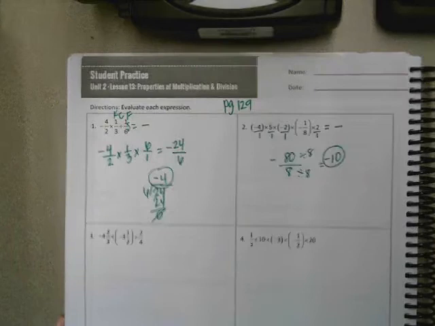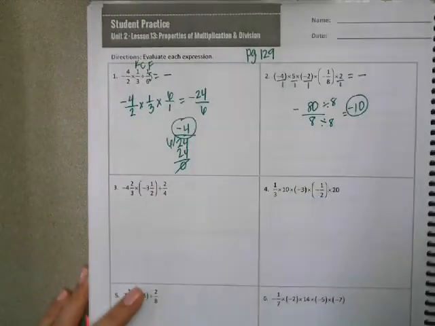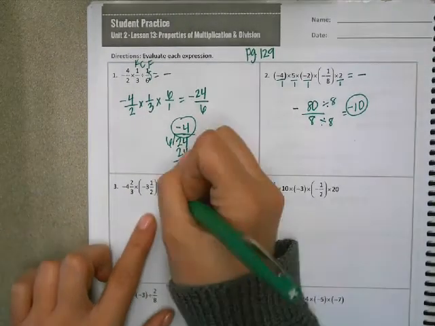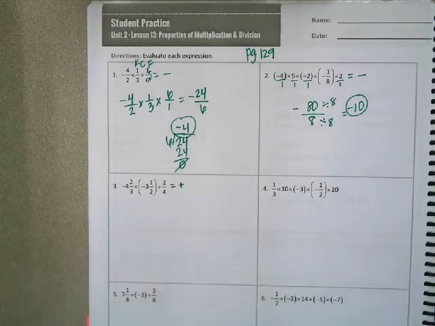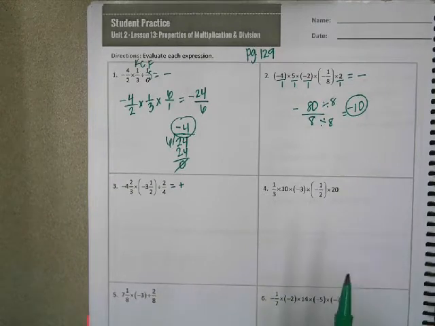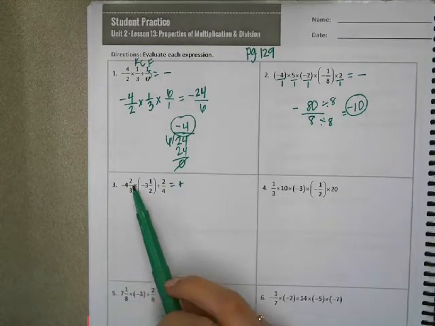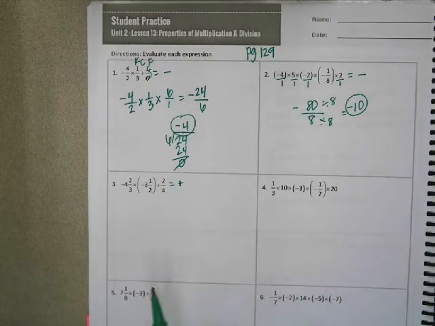Then I'm going to go down to number 3. The first thing I'm going to do is figure out my sign. My sign is a positive because I have 2 negatives. 2 is even, so my answer is going to be positive. Then I'm going to go through and let me just rewrite these with improper fractions instead of mixed numbers.